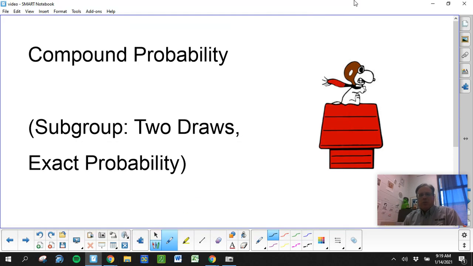Hello, this is Daryl Presley, and I'm here to talk to you about compound probability, specifically in the subgroup of two draws, exact probability. All right, now it'll make more sense when we look at the problem.